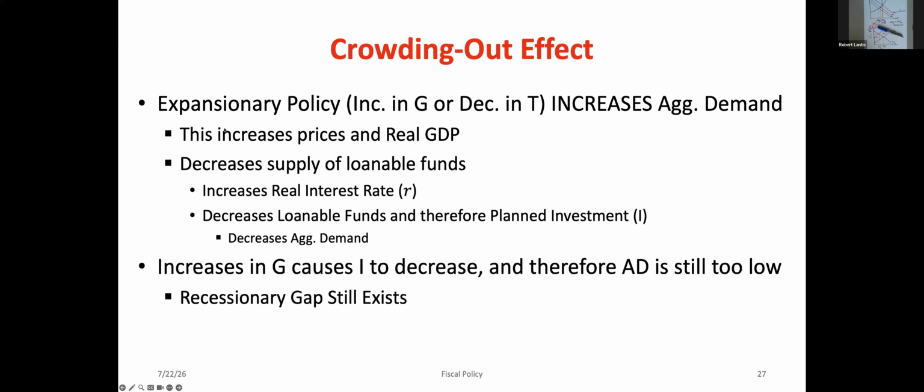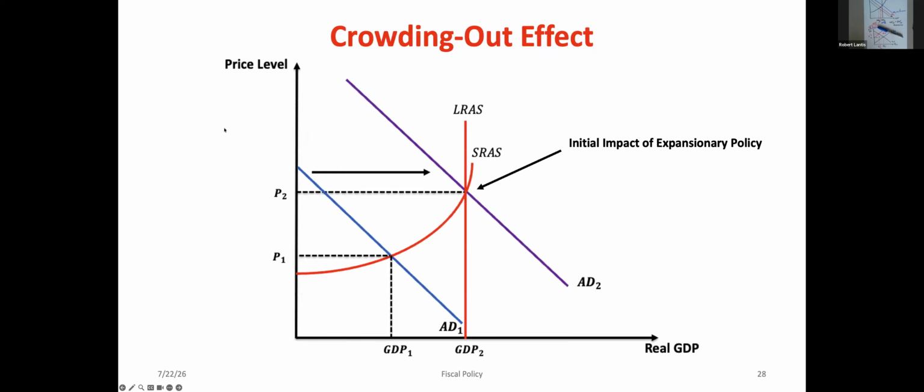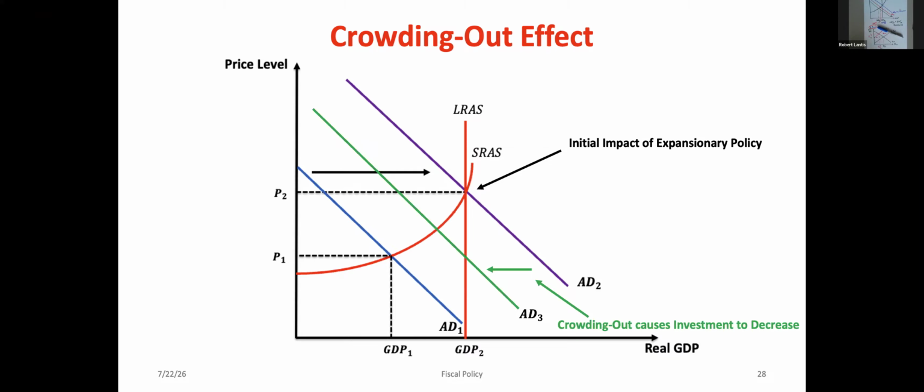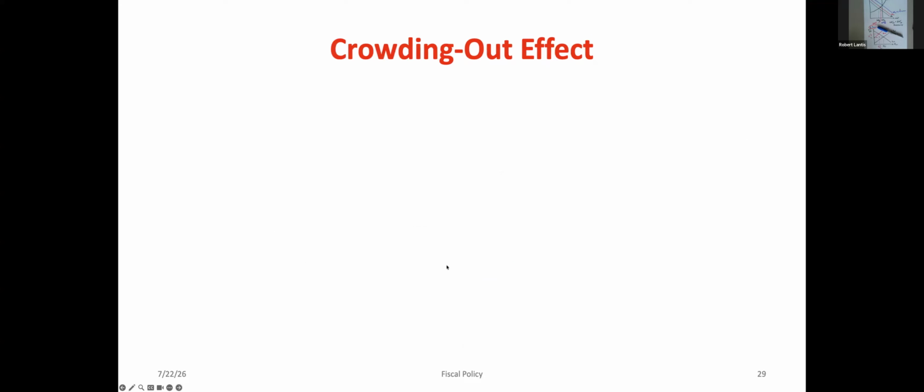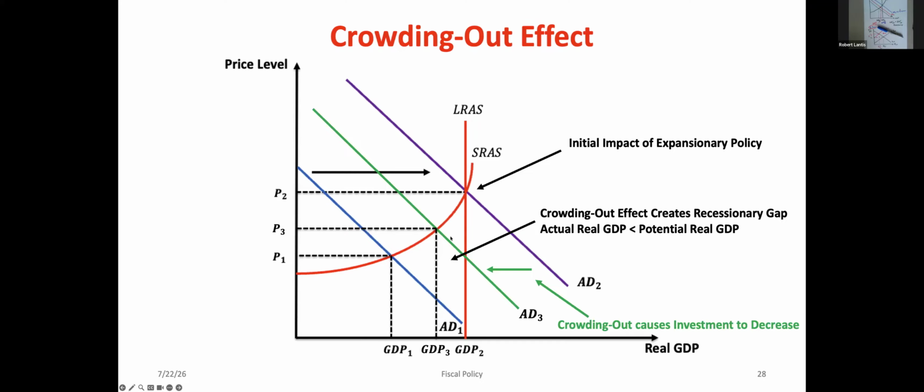So this idea of our crowding out effect, once again, if we close that gap, the response because of investments is going to decrease. We actually don't close it. We still end up with a recessionary gap. Now it's not as large as it was before, right? So we have reduced it, but just not by the full amount.